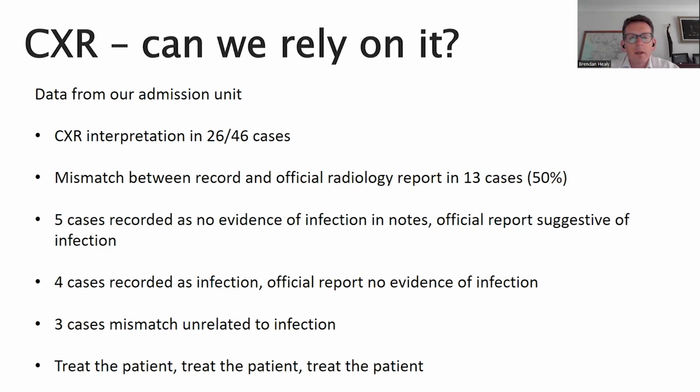So in 5 cases, the clinician thought there was no evidence of infection, but the official report said there was. In 4 cases, the clinician thought there was an infection and the official report said there wasn't. There were some other mismatches. And what I'm trying to highlight here is we have to be very careful about interpretation of imaging, and chest X-rays are probably one of the hardest things to interpret.